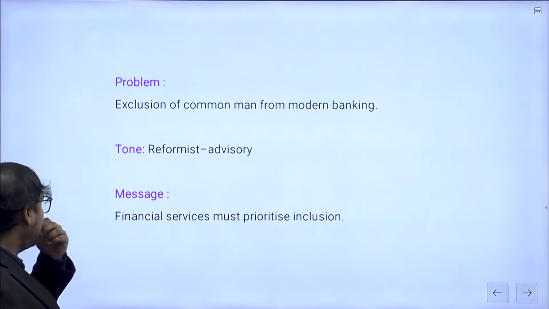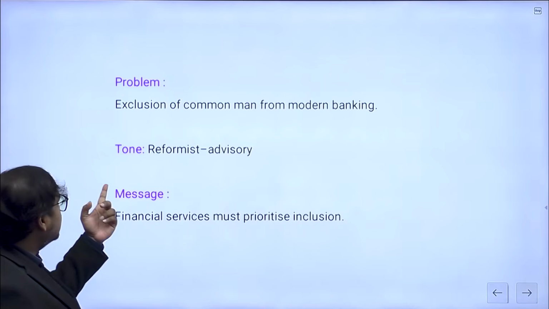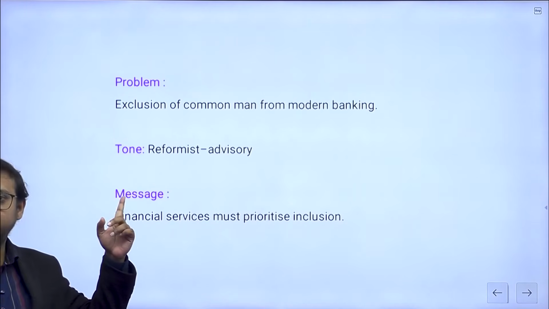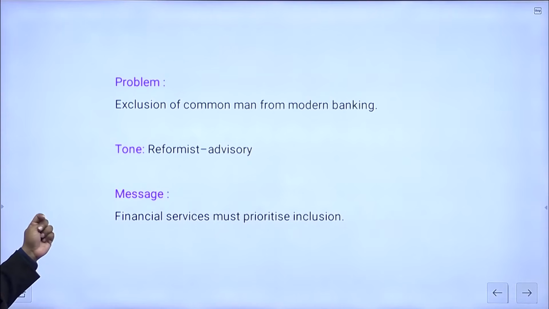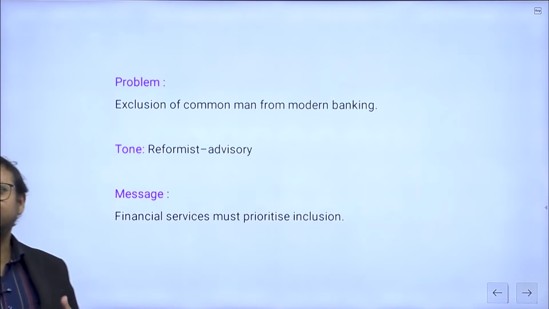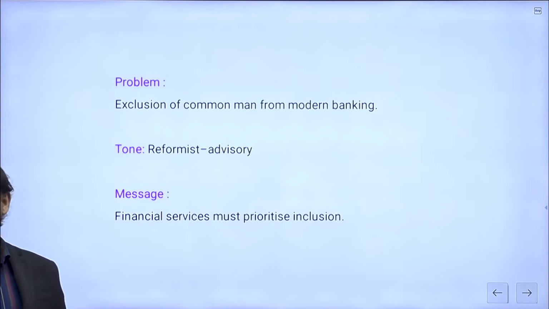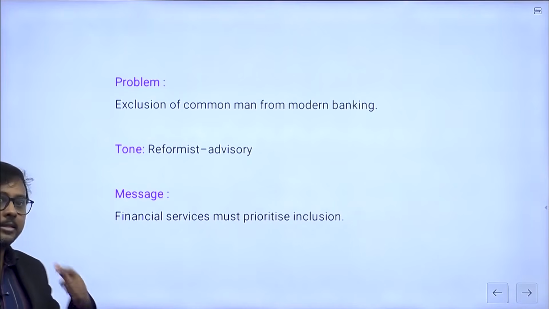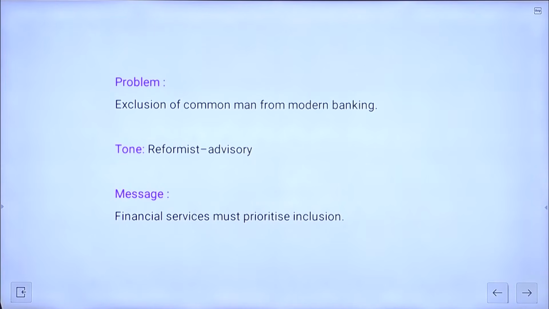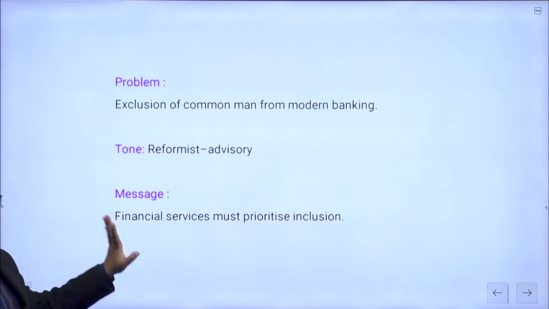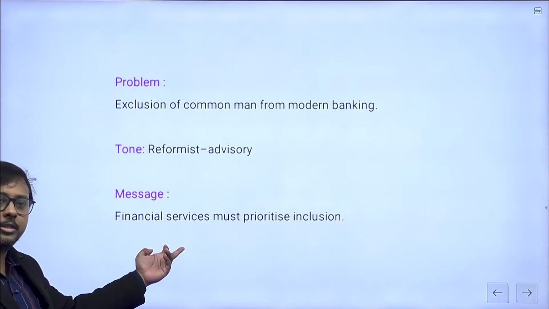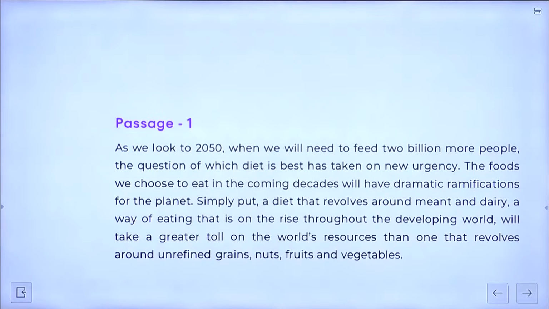So exclusion of the common man from banking, exactly that was the problem that you highlighted. Tone is reformist, advisory, in the sense that I'm advising, I'm prescribing, right? Message is financial services must prioritize inclusion. Can we say this? This is your answer. Now what do you have to do? Whichever option is closer to this is your answer.